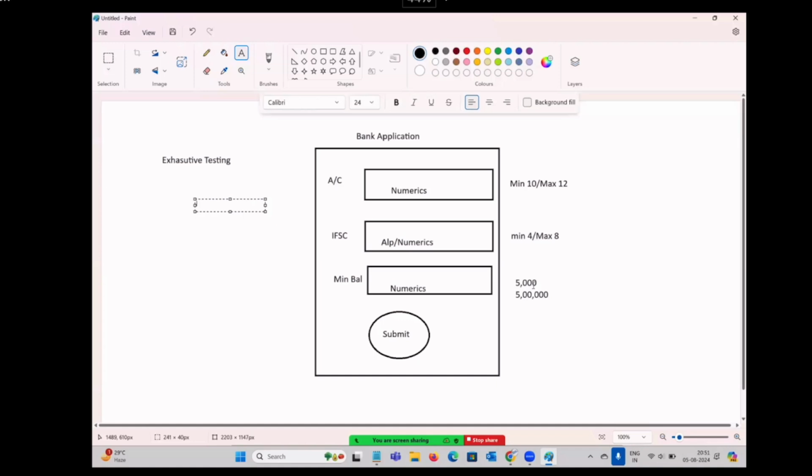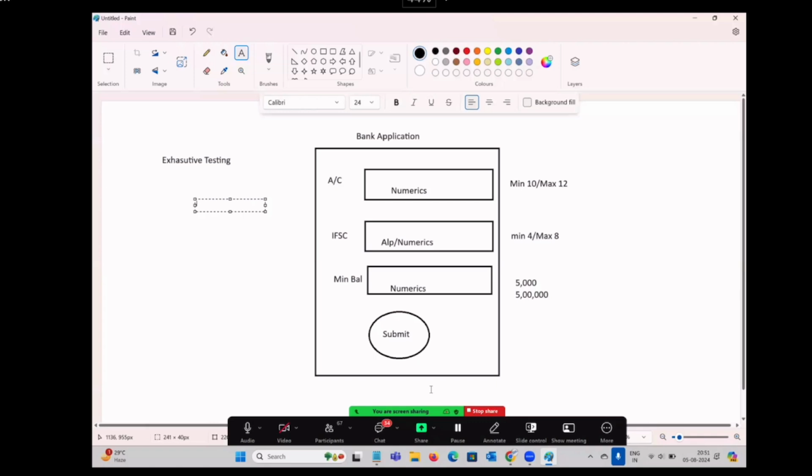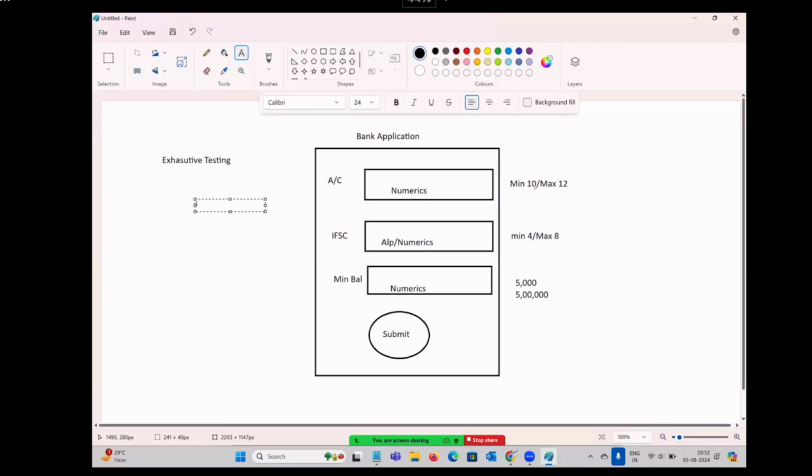If you test a functionality with all possible inputs, it is called exhaustive testing. For account number we can perform exhaustive testing. How? 10, 11, 12, like that. IFSC code 4, 5, 6, 7, 8. But minimum balance definitely requires more time: 5,000, 5,001 rupees, 5,002 rupees, 5,003 rupees. It will take too much time. Am I right? Then how to test?